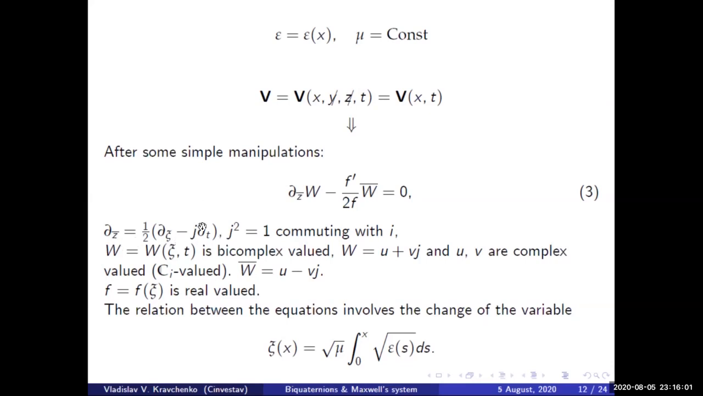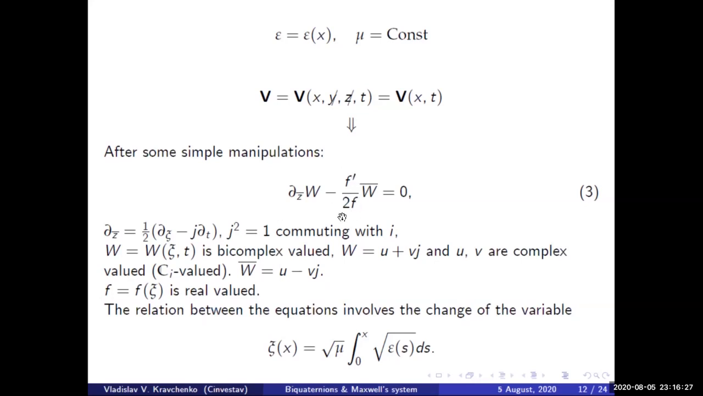It looks like this, but here j is the hyperbolic imaginary unit. So j squared is one, and it commutes with the complex imaginary unit. So w is a bicomplex valued function here. This bar means the conjugation with respect to j, this hyperbolic unit.